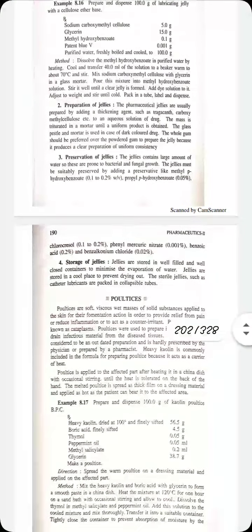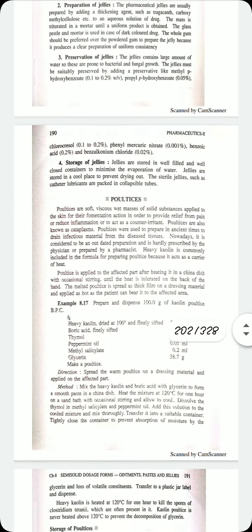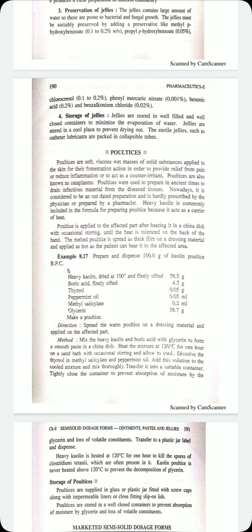So this is all about jellies. In the next lecture we will see about poultices.